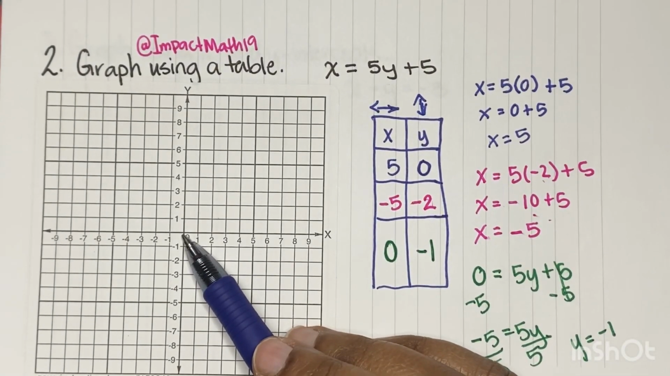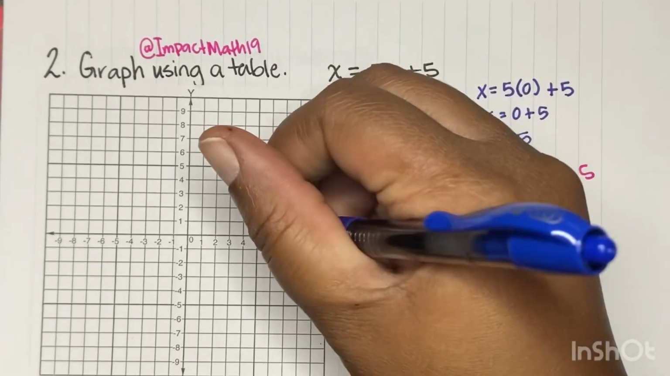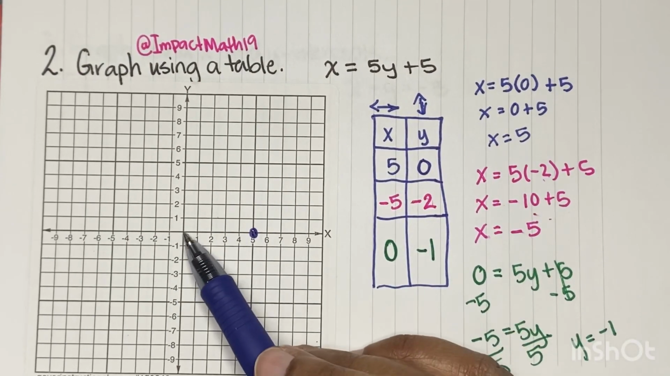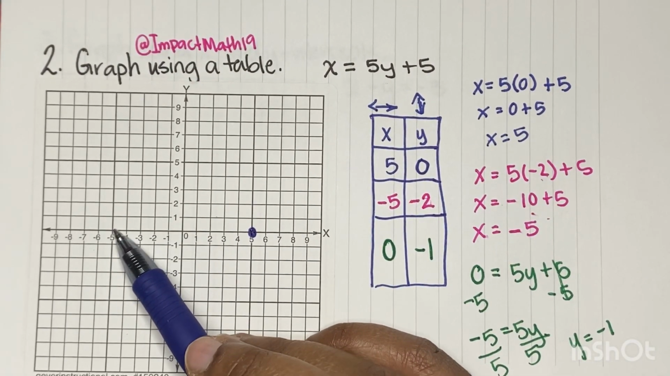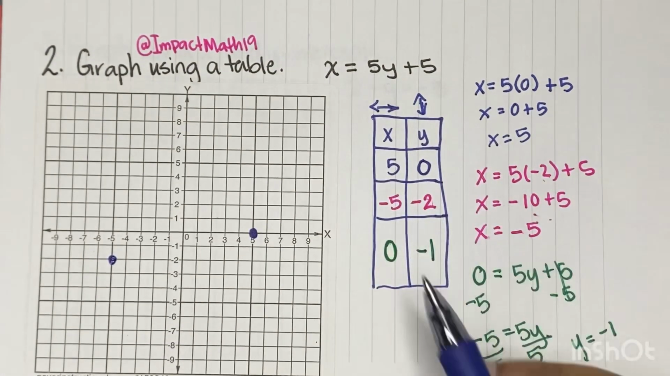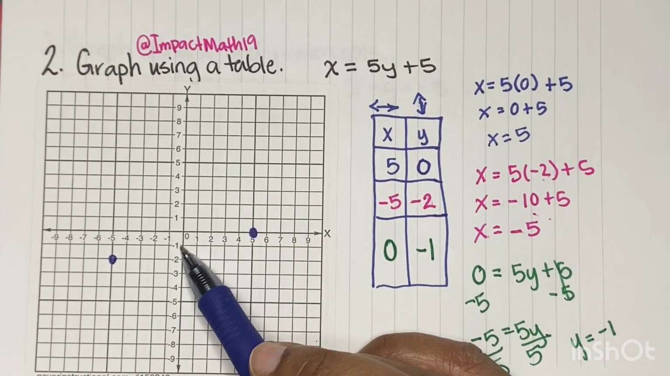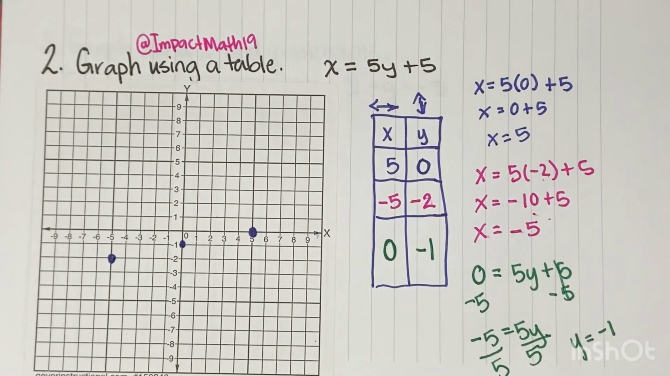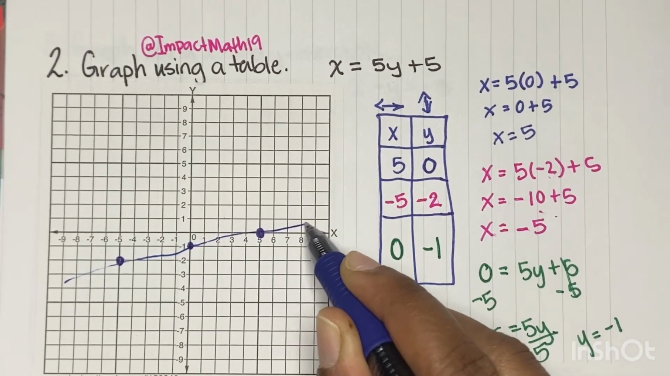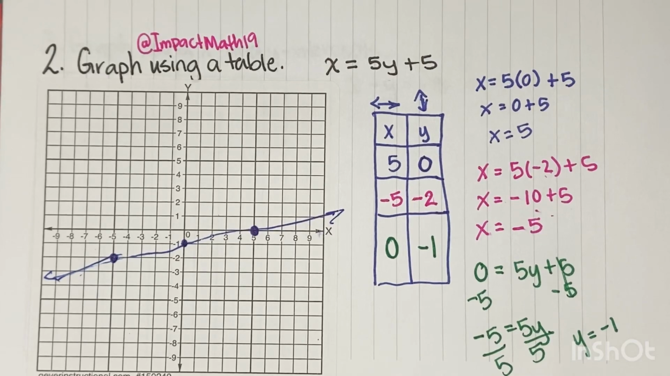I'm going to start at 0, but my x's have to go to 5, and then my y is 0, so I can't move up and down. So this is my point. Okay. I find negative 5 on the x, so I go to the left, and then I go down 2, and that's my point. Now I'm going back to 0, and then it says negative 1, so I'm going to drop down 1 right here. And then I'm going to connect my 3 points. And that is my line.